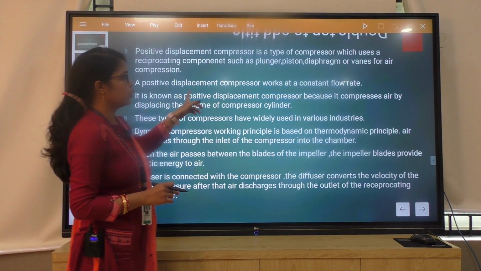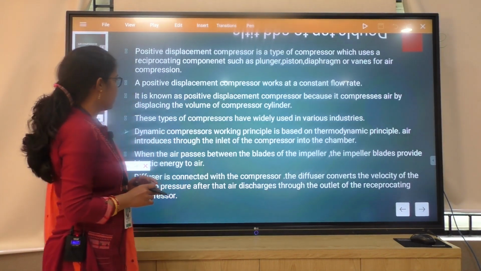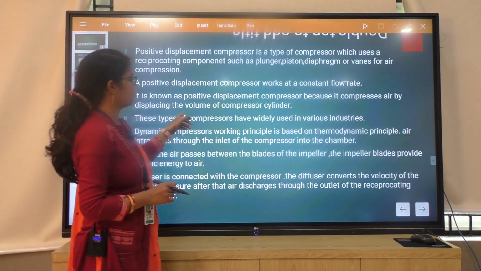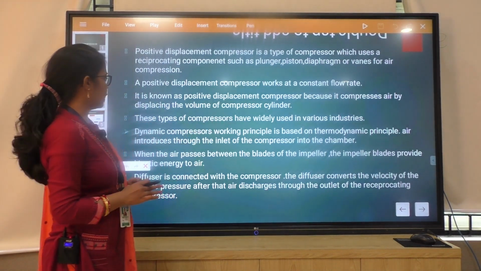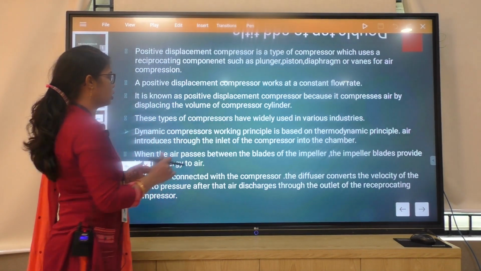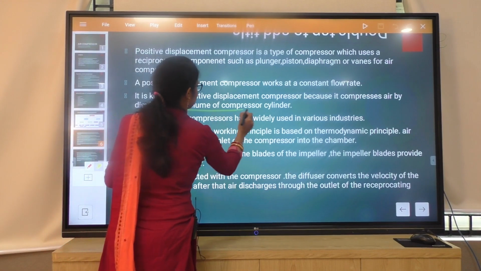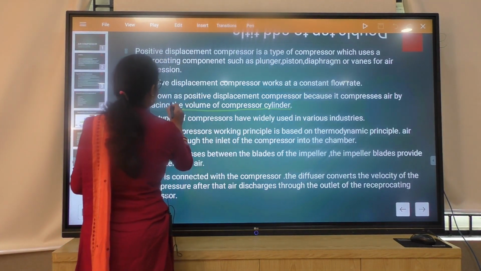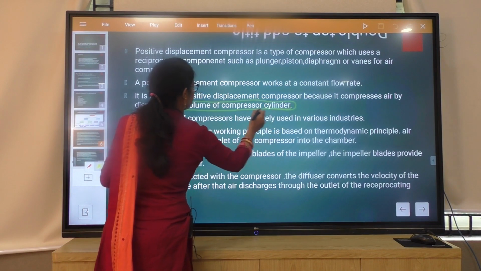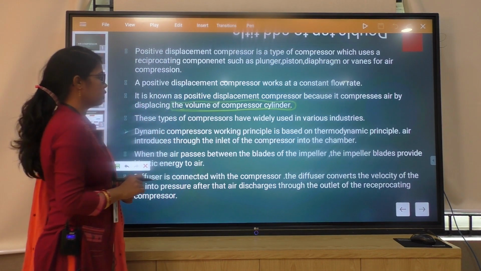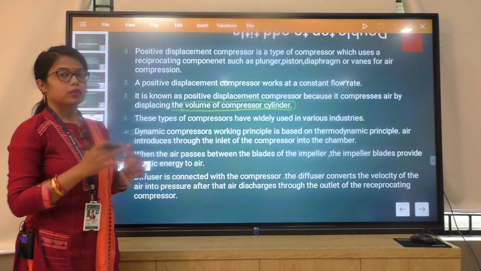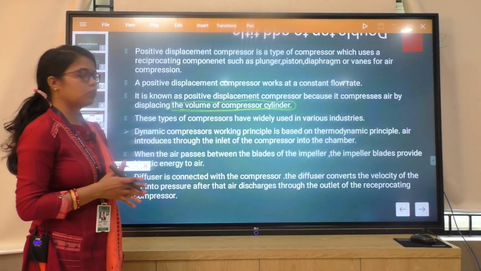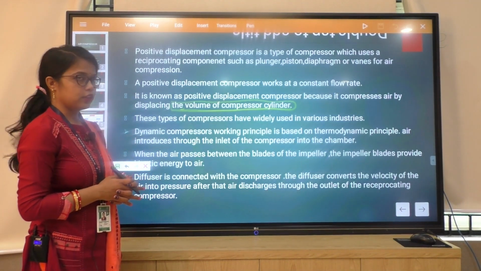This compressor works at constant flow rate, and it is known as a positive displacement compressor because it compresses the air by displacing the volume of the compression cylinder. Okay, this is important. Why is it called positive displacement type? Because it compresses the air by displacing the volume of the compressor cylinder.